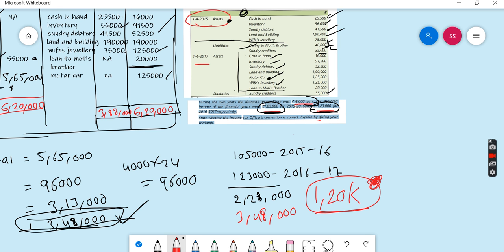So whatever our income tax officer's contention is correct. That's what they asked: state whether the income tax officer's contention is correct or not. Yeah, the income tax officer's contention is correct because she is hiding income of 1,20,000.